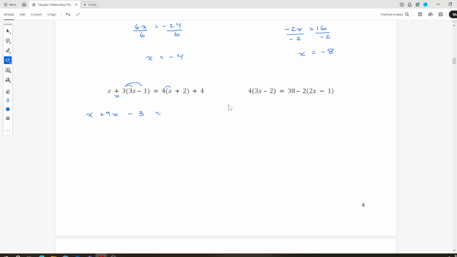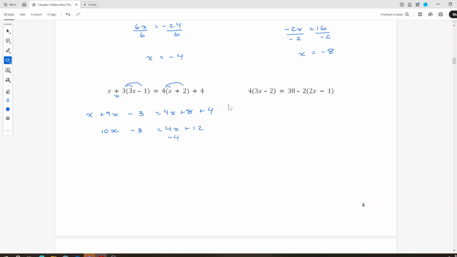On the right-hand side, I'm going to distribute a positive 4. So I've got 4x plus 8 plus 4. Then I'm going to collect like terms. I end up with 10x minus 3 is equal to 4x plus 12. Then I'm going to isolate my x's on one side and my numbers on the other.